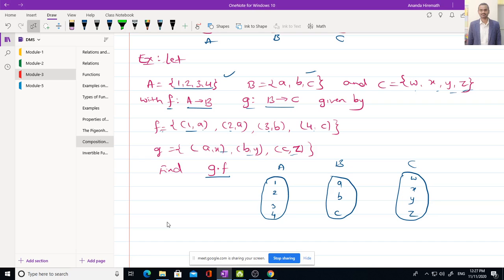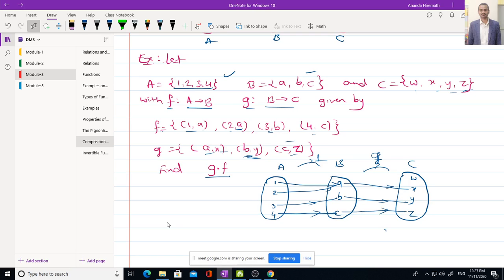F is a function from A to B, so 1 is mapped to a, again 2 is mapped to a, 3 is mapped to b, then 4 is mapped to c. Now let us see what g is. This is function f. Now g is a function from B to C. a is mapped to x, then b to y, then c to z.